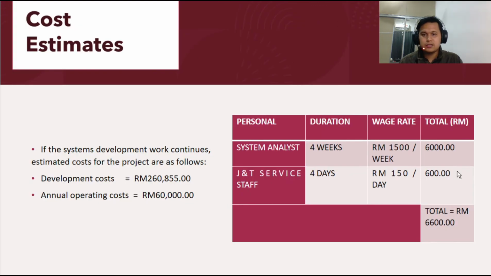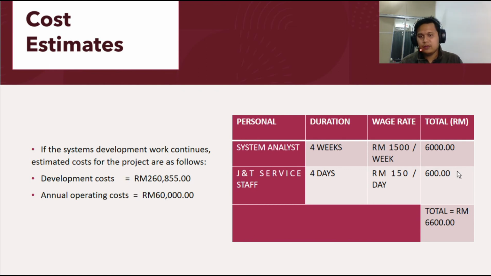And this is the cost estimate. This is the schedule that we analysis. So we expect the system analysis, we estimate in 4 weeks what we get is 1,500 per week. So for 1 month total will be 6,000. And JNT service staff, we estimate 4 days we will get 150 per day, and total for 4 days 600. The total cost for both of them is 6,600.